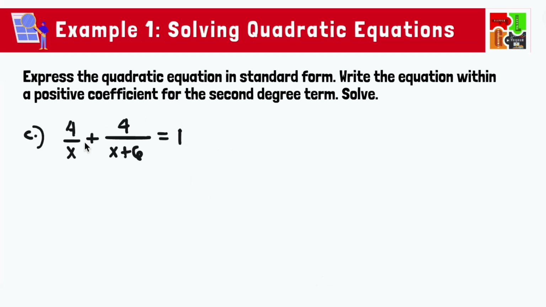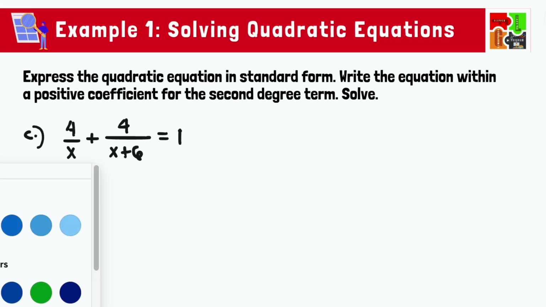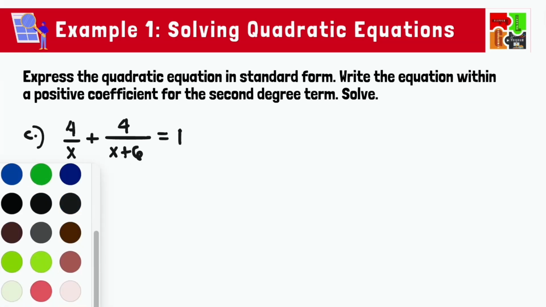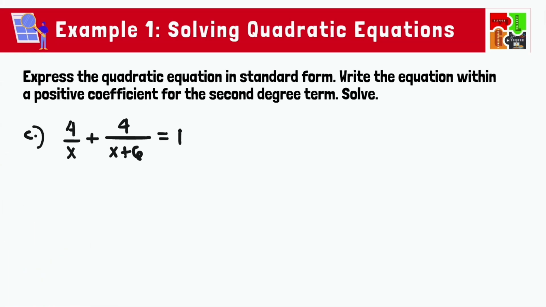So we have this one, 4 over x plus 4 over x plus 6 equals 1. The thing is, we want to multiply these particular denominators to what? Okay, to this particular denominator. So we have here the LCM or the LCD, whatever you call this one. We have this particular thing. And we want to slide these two things here.